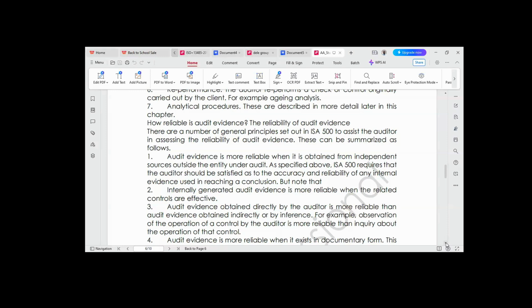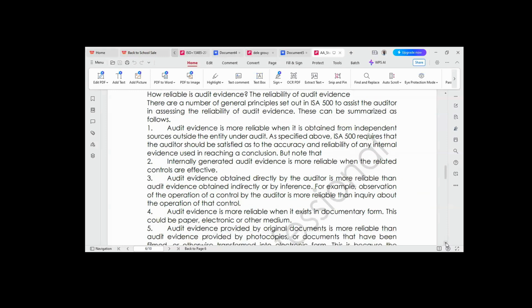Number four, audit evidence is more reliable when it is in documentary form than when it is in oral form. Oral evidence can easily be denied, but documented information cannot be denied because there is proof. That's why auditors always request what we call documentary evidence.